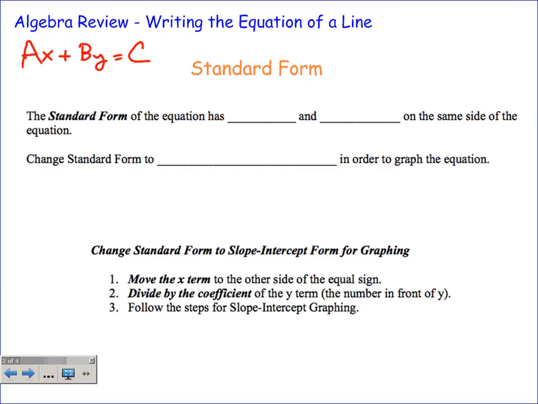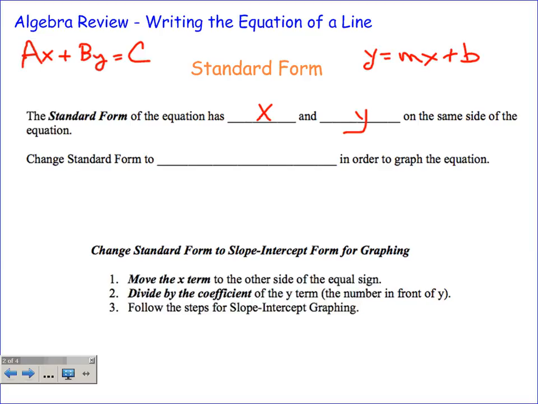What happens with this in comparison to what we talked about last time, where we had y equals mx plus b? What is on the same side that we can conclude for standard form? What's on the same side? Yeah, x and y. Both your x and y, your two variables that we're really talking about, are both on the same side of the equation.